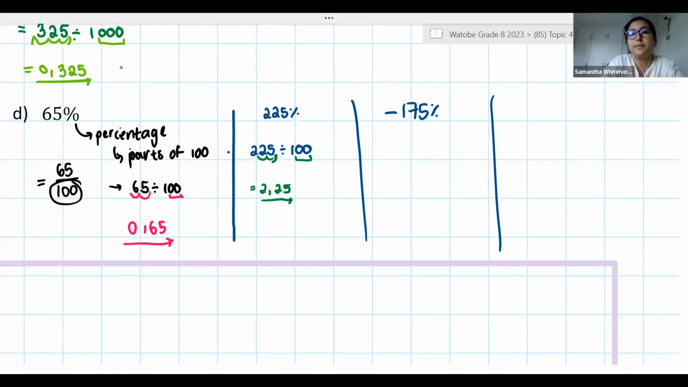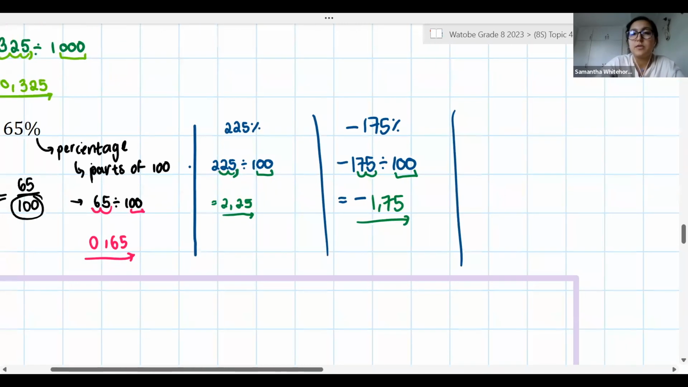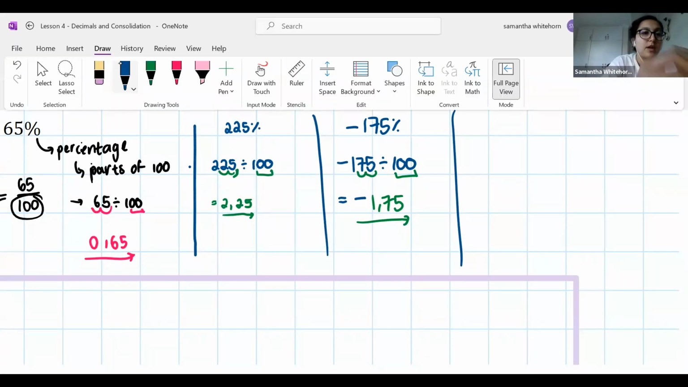Nice, guys. So negative 175 divided by positive 100. We know that a negative divided by a positive is a negative. We know that division by 100 is telling me to move my comma 1, 2. So it's 1,75 and it's negative.